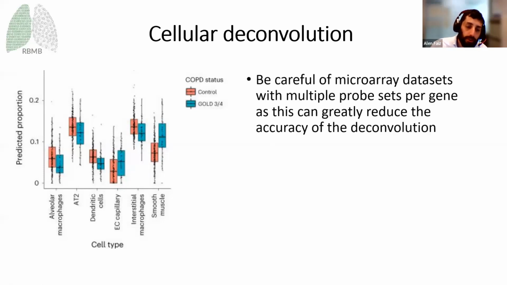And what do you need to be careful of when you're doing deconvolution? You can do it on microarray data, but if you use some really old microarrays, some of the old Affy microarrays or Illumina microarrays, where they actually measure a gene multiple times, you do need to pick the best probe set for each gene. Otherwise, you may get quite strange results.